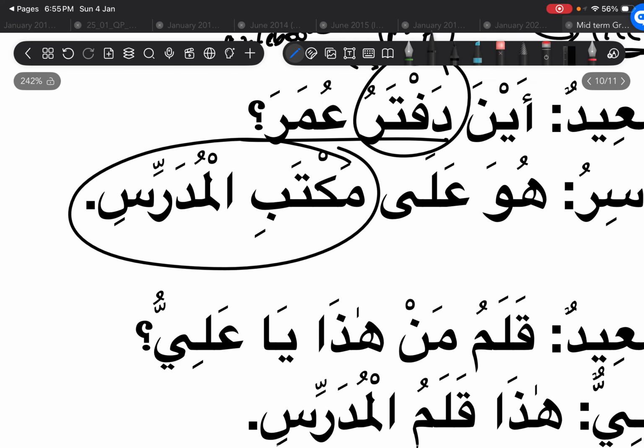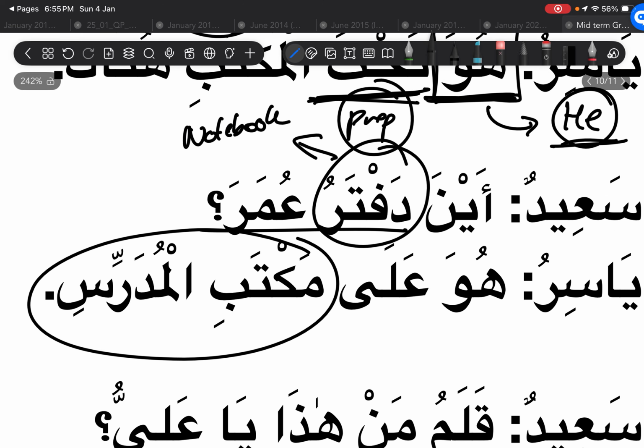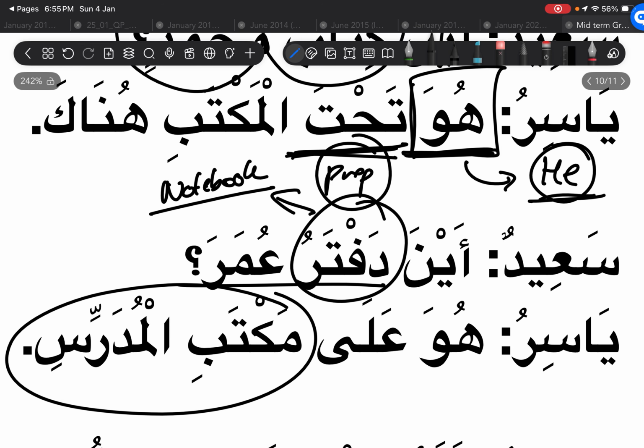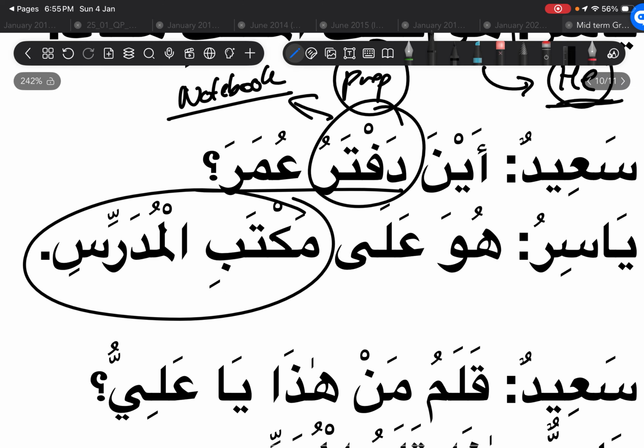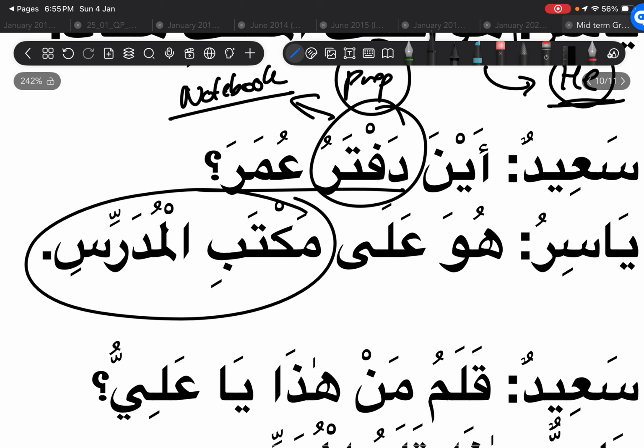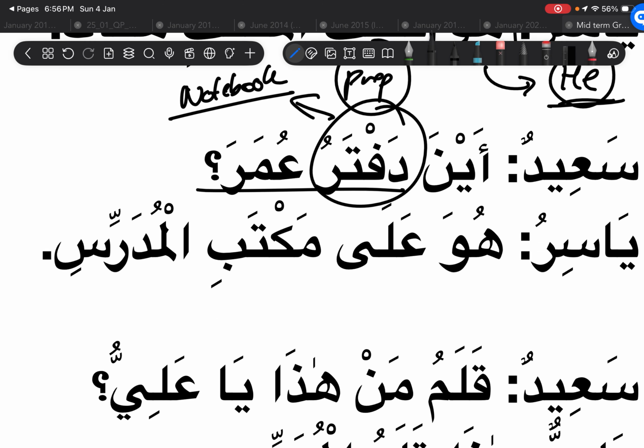So you could note this down. Daftar is notebook. It could also mean a note copy or just copy, whatever you want to call it. Okay, so huwa ala maktab. This is a slight mistake. Ala al-maktab. Okay.